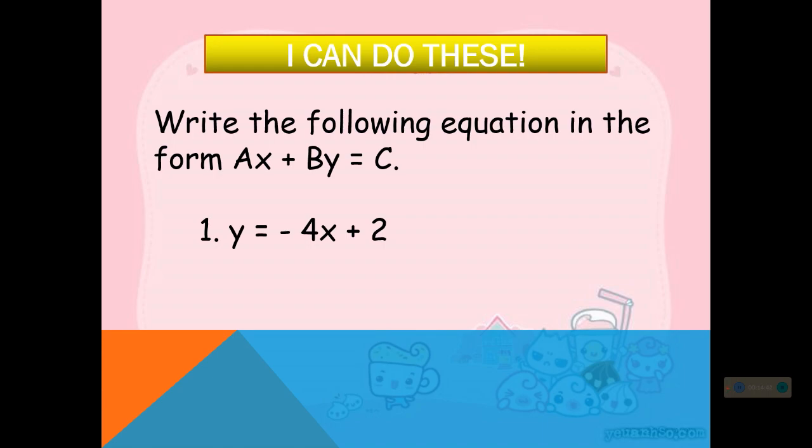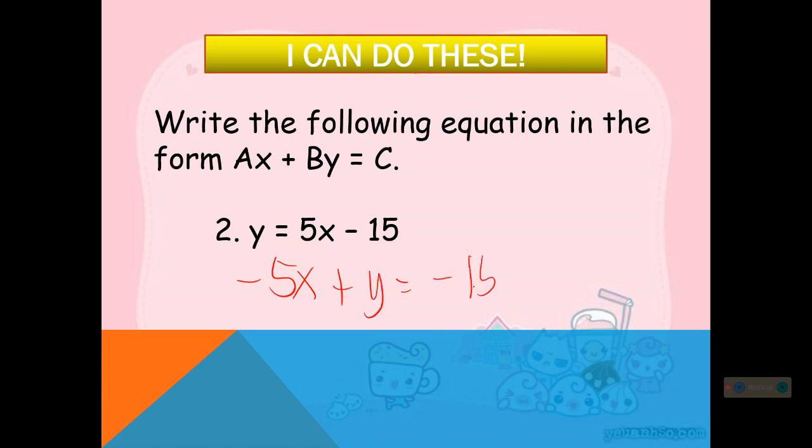Okay, this time, you are going to write the following equation in the form ax plus by equals c. Okay, so let's proceed. So we have here 4x plus y equals 2. Okay, so I hope you have the same answer. Again, 4x plus y equals 2, by following the form of standard form, ax plus by equals c. Okay, next, we have here negative 5x plus y equals negative 15.